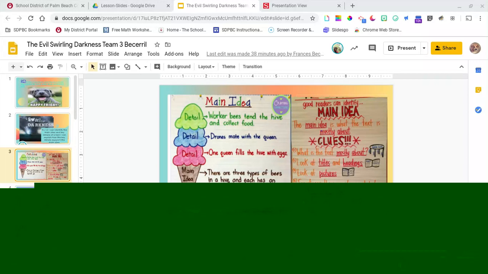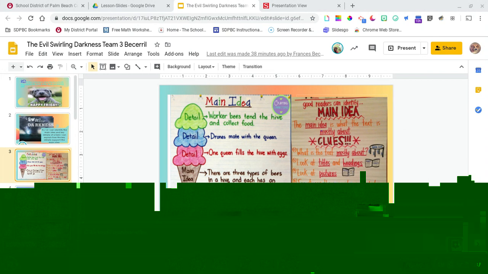So, one of the biggest ones is turning the title into a question. That will help tell us what this story is mostly about. We also want to look at what is the author talking about over and over and over again. What are those clue words that are used repeatedly? And that will help us with the main idea. We're also going to be focusing on key details. The key details are all the other information that helps support the main idea.